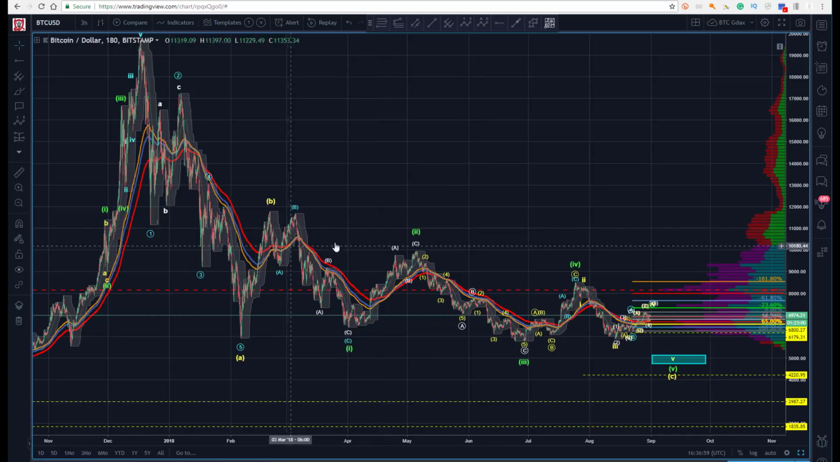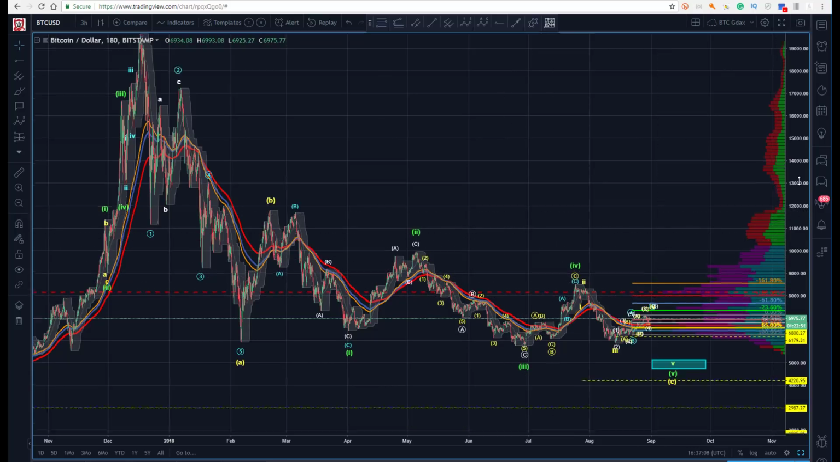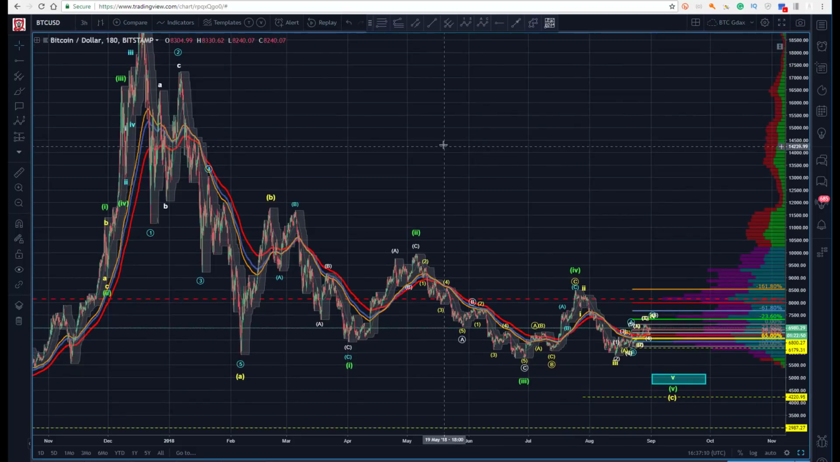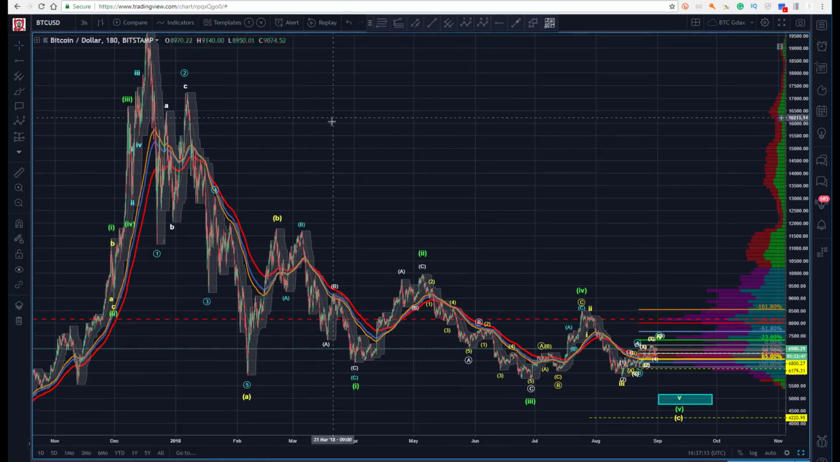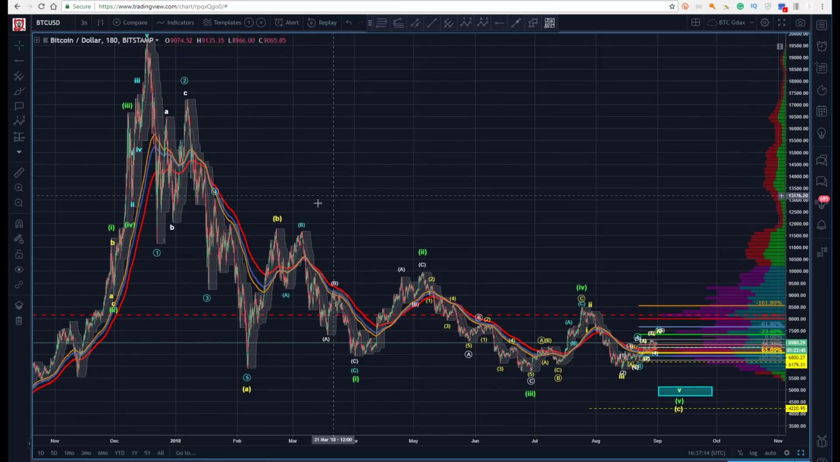end up being a good example of why getting overly caught up in the count can be problematic, and it can ultimately paralyze you and keep you out of good trades. So let's do the quick recap on this and sort of demonstrate what I'm talking about.